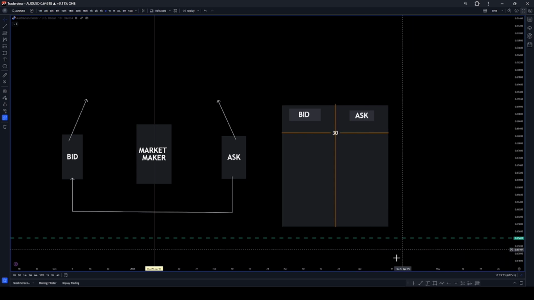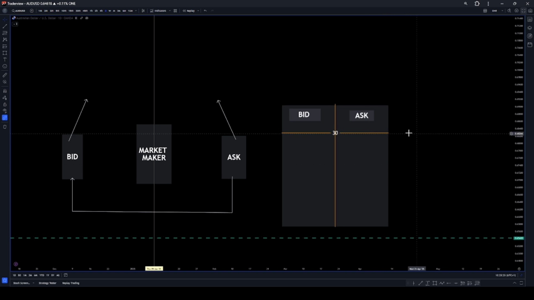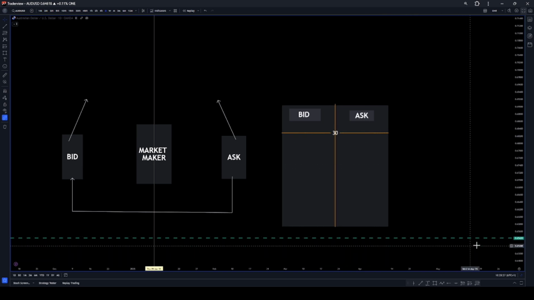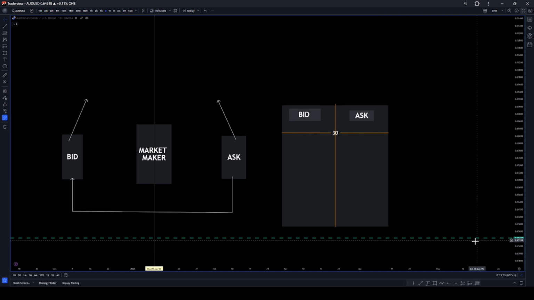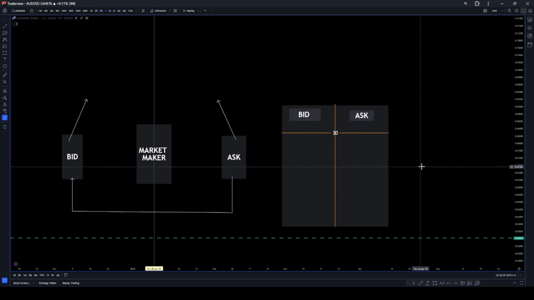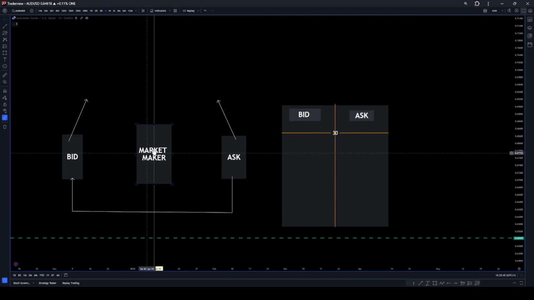So volume is only when orders are matched around price. Volume is what moves price. Liquidity is what draws price. So you see liquidity everywhere, above and below. So market makers need all these orders to be filled. They need all these orders to be filled.